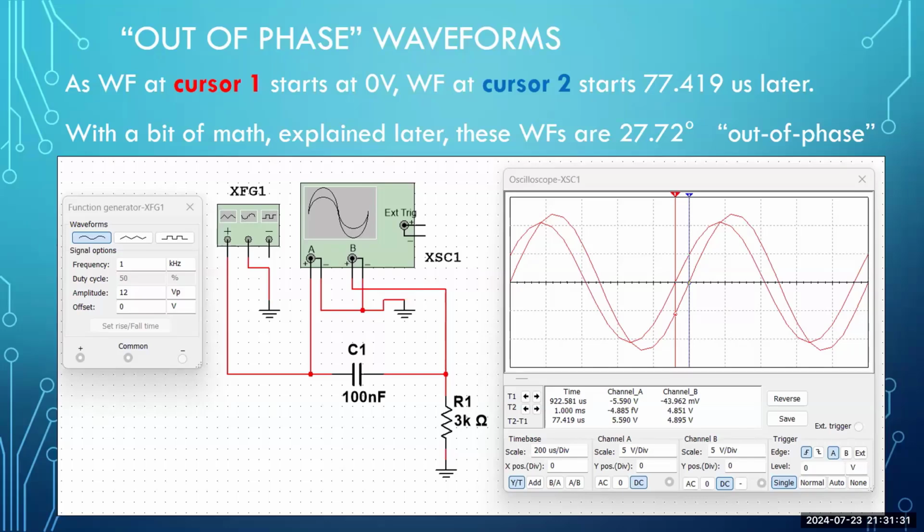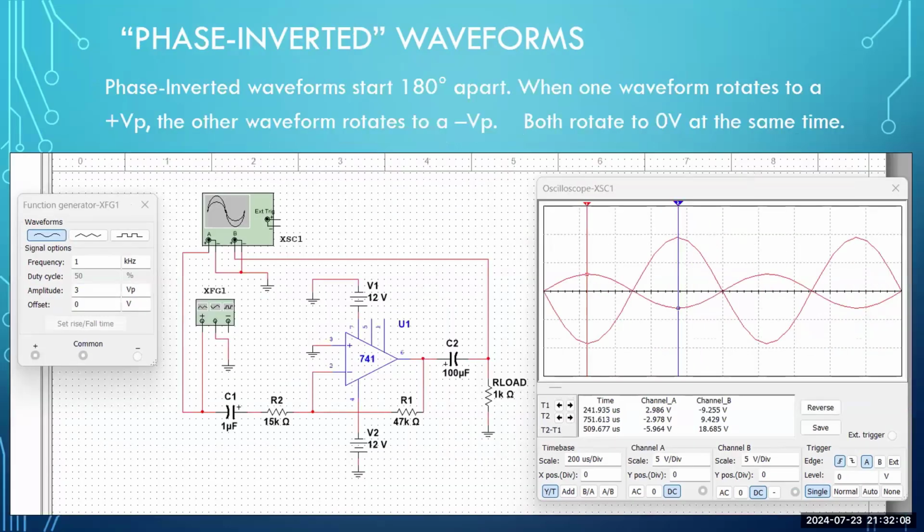What is the phase relationship of these waveforms? Are they phase inverted? What does that mean? Well, when one reaches a positive peak, is the other waveform reaching a negative peak at the same time? Nope. So these are not 180 degrees out of phase. These are not phase inverted. So what is this third relationship? What is this called? Well, if you look at the title at the top of the slide, it says out of phase waveforms. Well, the previous one was out of phase. The previous one was exactly 180 degrees out of phase.